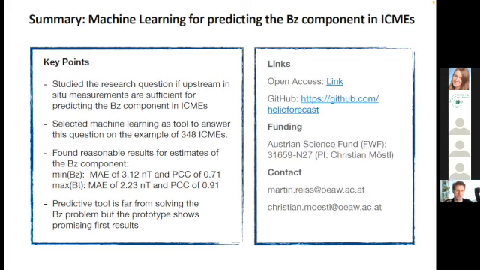But to answer my original question, if machine learning is able to solve the BZ problem, I think that this tool is far from solving the BZ problem, but we find that this prototype really shows some first promising results, especially for ICMEs that have a clear magnetic obstacle structure.